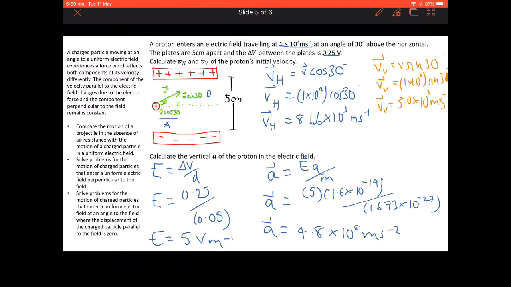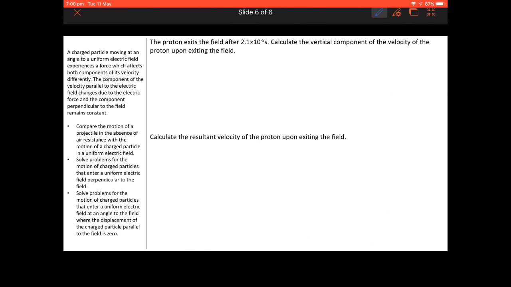So that is how fast our proton is accelerating. And this acceleration will be directed towards the negative, because that's the direction that a proton would be travelling in this electric field, or in any electric field. It would always go towards the negative, unless work is done on the proton, in which case it could travel towards the positive, but in this situation there's no work being done. So next, the proton exits the field after 2.1 by 10 to the negative 5 seconds.